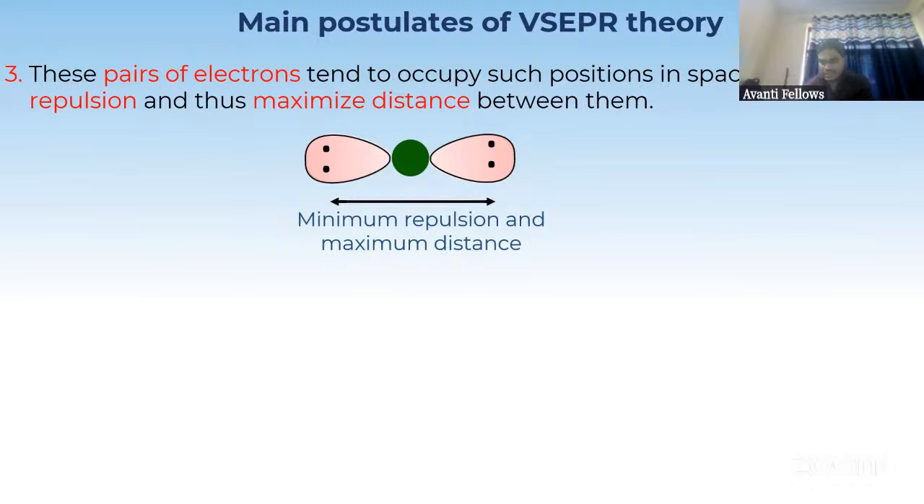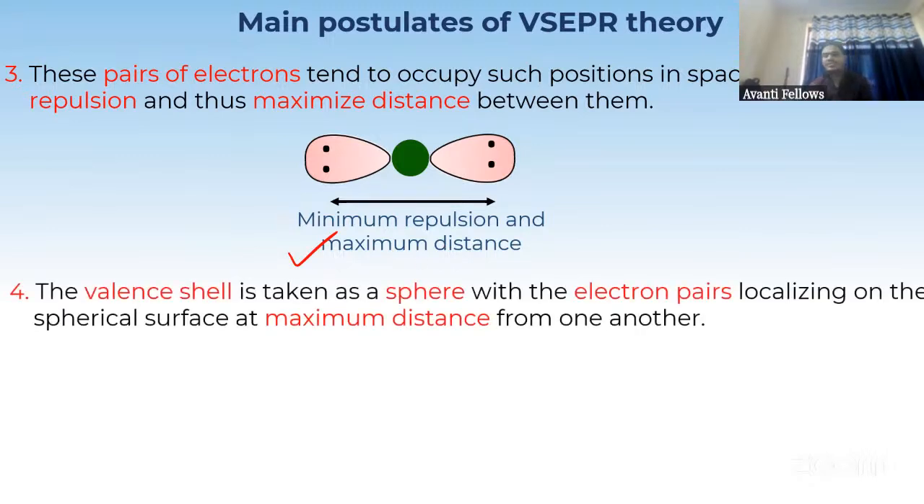So quickly revise karo तीनों point को. The first point, only valence electrons participate in a shape, or we say the shape depends upon only valence electrons. The second point, the repulsion between these valence electrons, since their electron clouds are negatively charged. And the third, these pairs of electrons tend to occupy such positions in a space that minimize the repulsion, जो repulsion को minimize करे and maximize the distance between them, like these two, right? So here minimum repulsion and maximum distance.